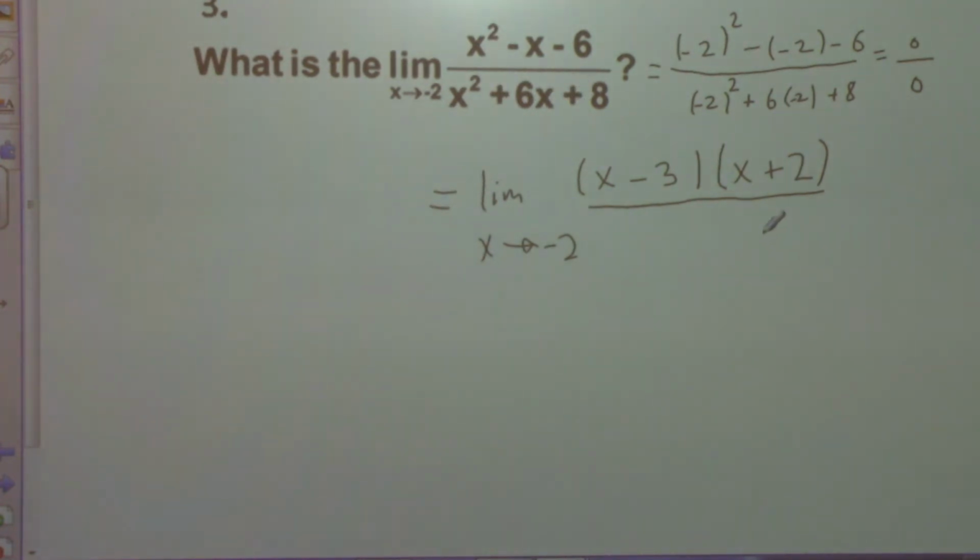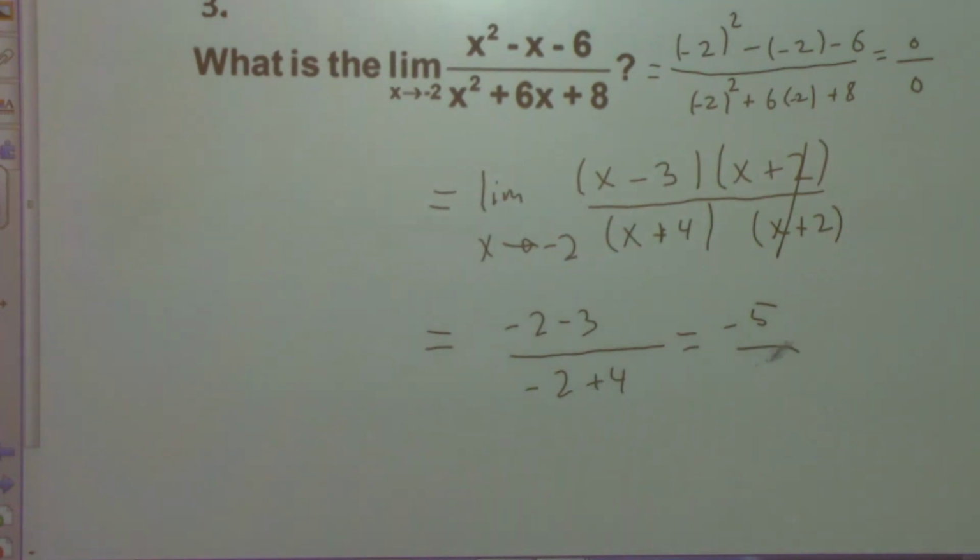X plus 2. It has to be x plus 2, because we have all pluses, and so we know x plus 2 is one of the factors here, and so we just have what's left, which is going to be x plus 4, is that right? And so now that cancels out, and we can now substitute in -2 minus -2 in the numerator, and in the denominator -2 plus 4. So we're going to have -5 in the numerator and 2 in the denominator. So this would be our answer here, -5/2.